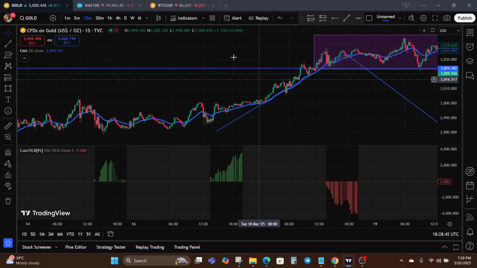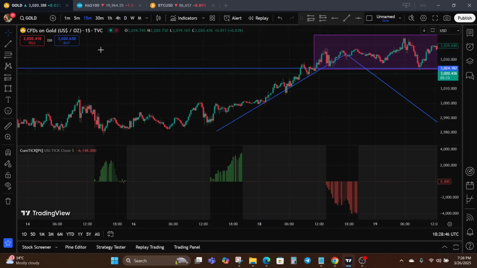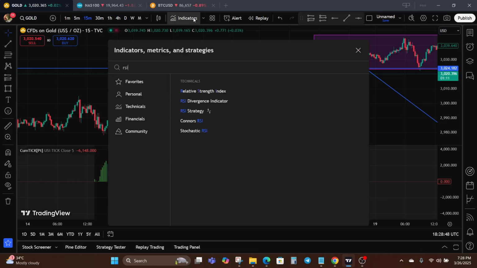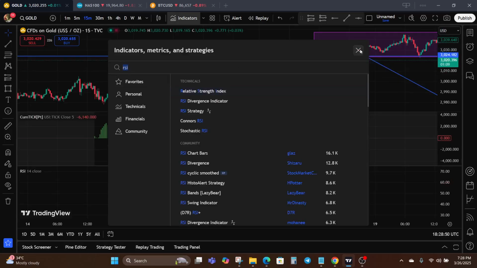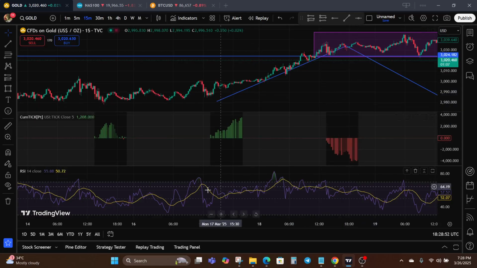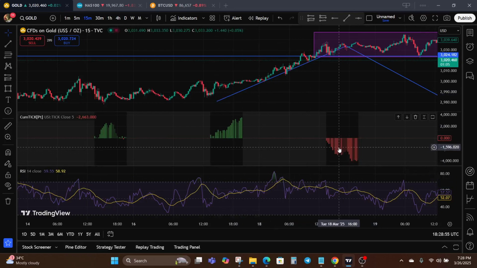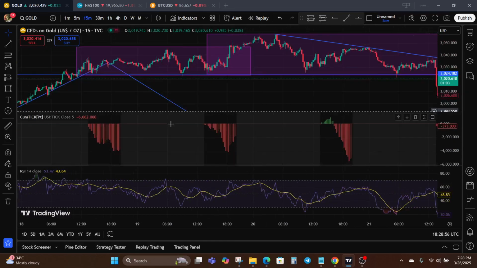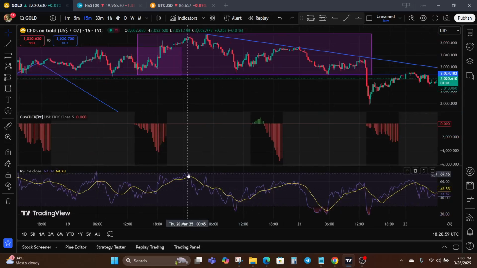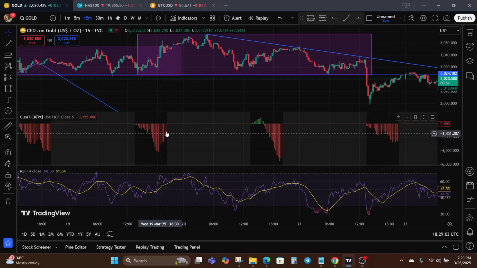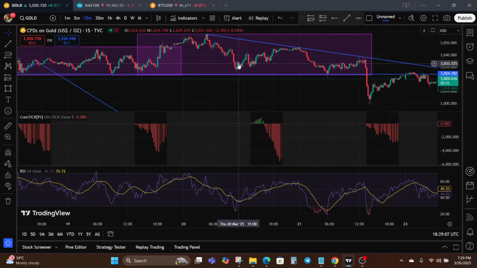Likewise, if you want to use RSI for your confirmation, let's just add the RSI indicator to the chart. So if it happens that the RSI shows overbought condition like what we have here, and maybe the cumulative tick is also negative, right? It could indicate a potential bearish reversal.